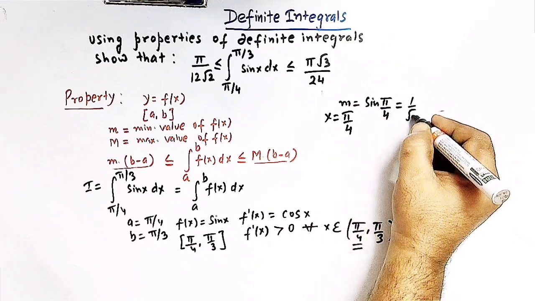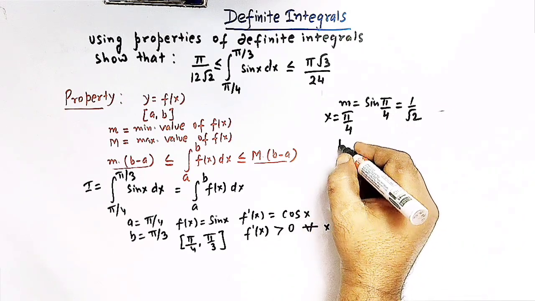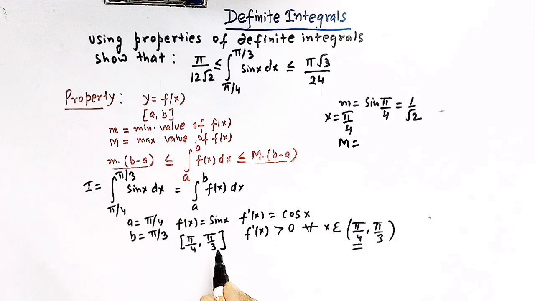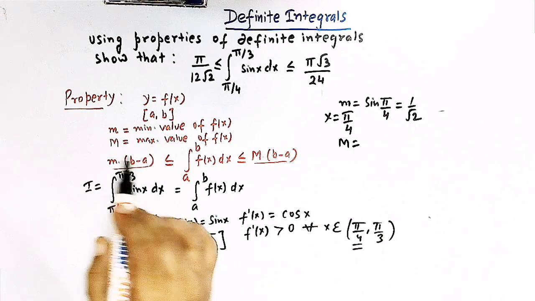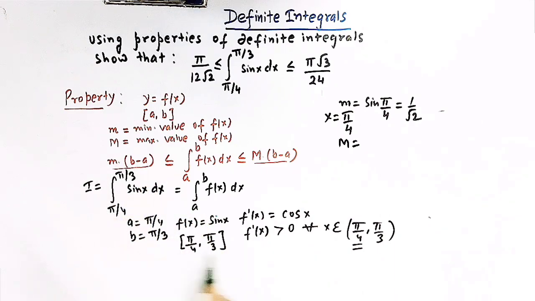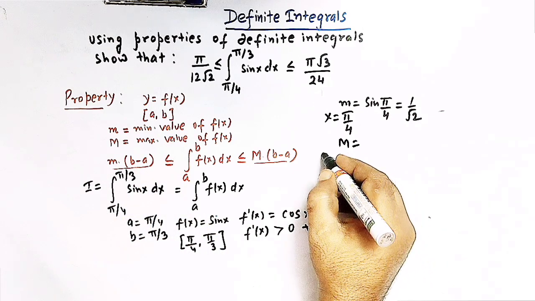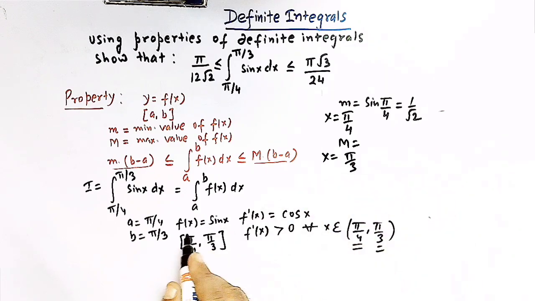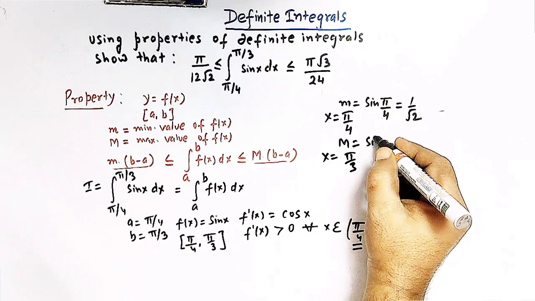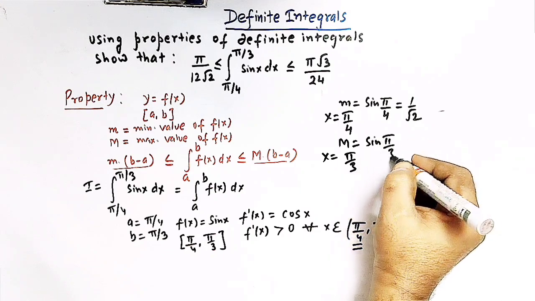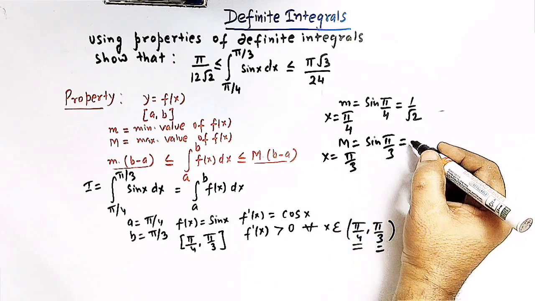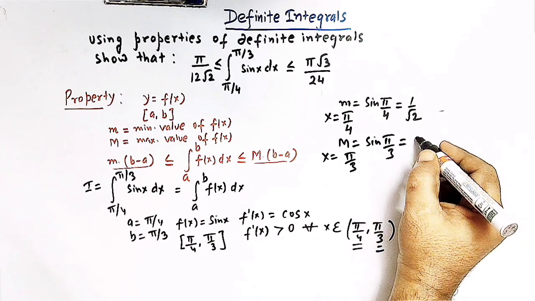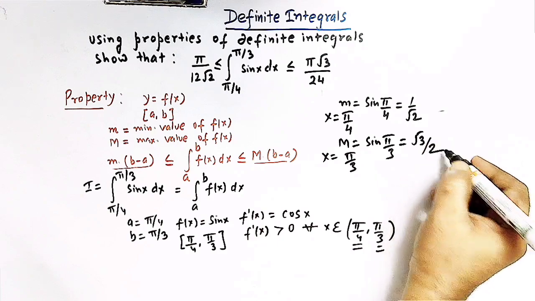So this is 1 over square root of 2, and the value of capital M is the maximum value of f of x. So here the value of capital M can be obtained by taking x is equal to pi by 3 in the function f of x. So here we have sine pi by 3, and this is sine 60 degrees, and sine 60 degrees is equal to square root of 3 over 2.